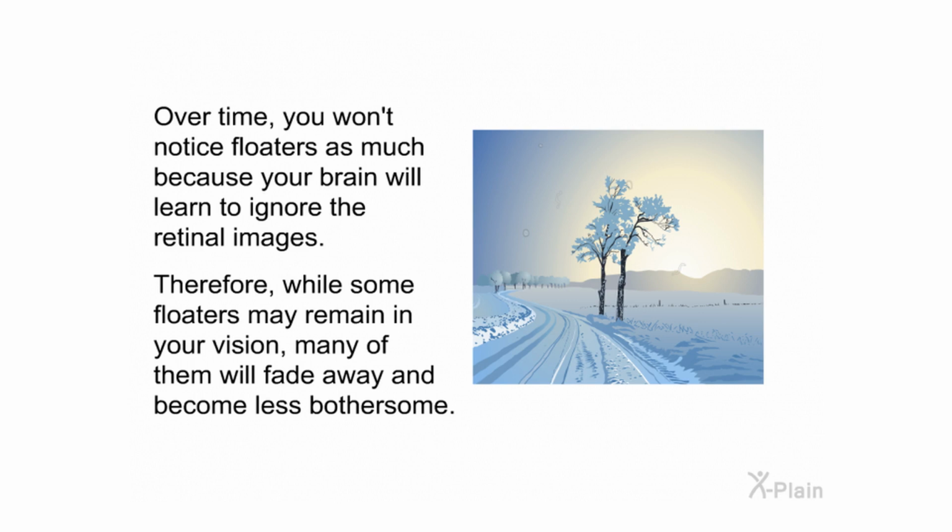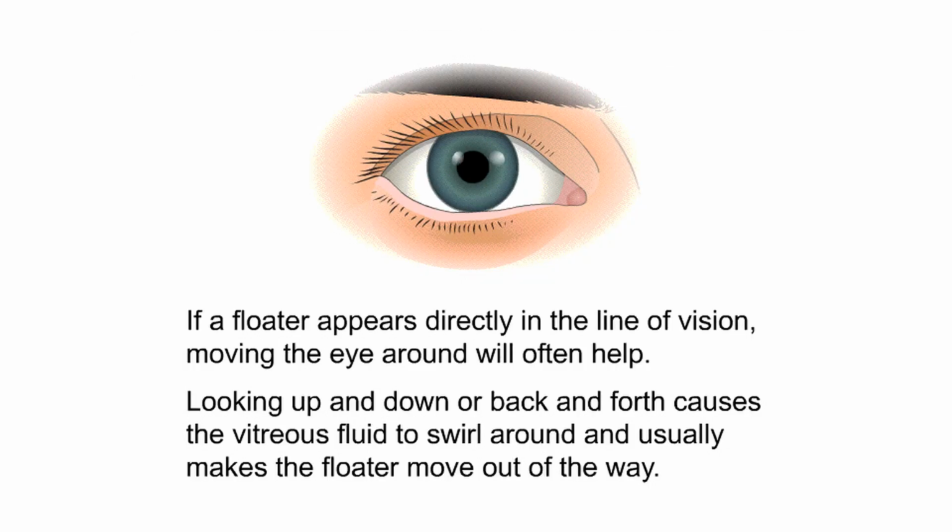Over time, you won't notice floaters as much because your brain will learn to ignore the retinal images. Therefore, while some floaters may remain in your vision, many of them will fade away and become less bothersome. If a floater appears directly in the line of vision, moving the eye around will often help. Looking up and down or back and forth causes the vitreous fluid to swirl around and usually makes the floater move out of the way.